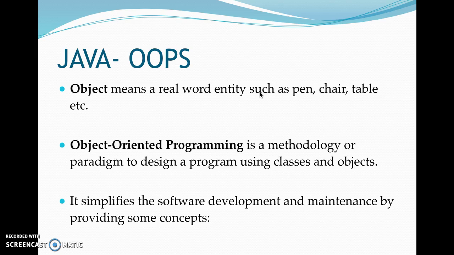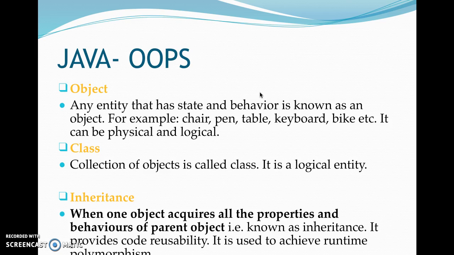So this is object here. The object stands for a real-world entity such as a pen, a chair, or a table, etc. An object-oriented methodology is a design paradigm to program using classes and objects. It simplifies your software development and maintenance by providing some concepts.